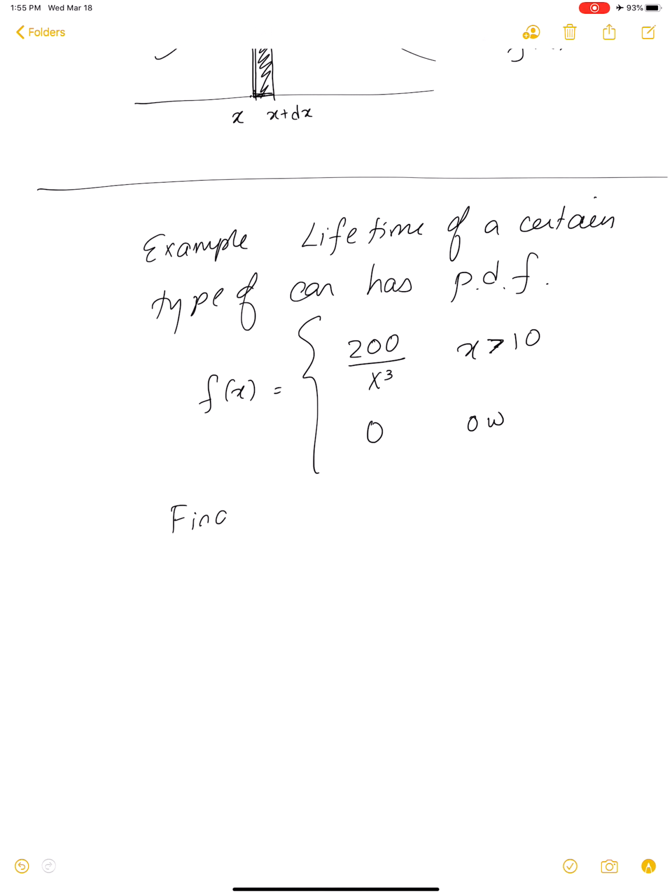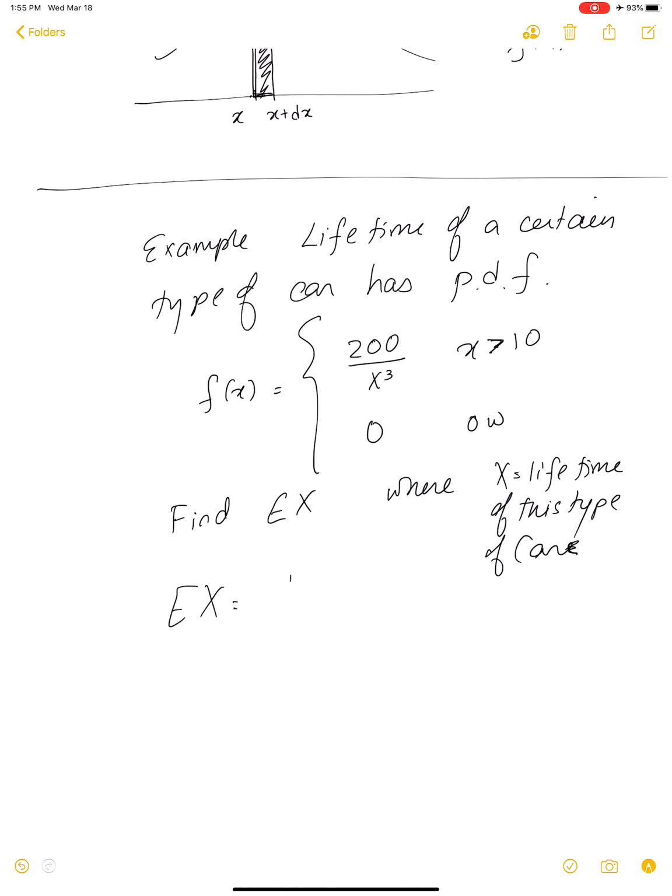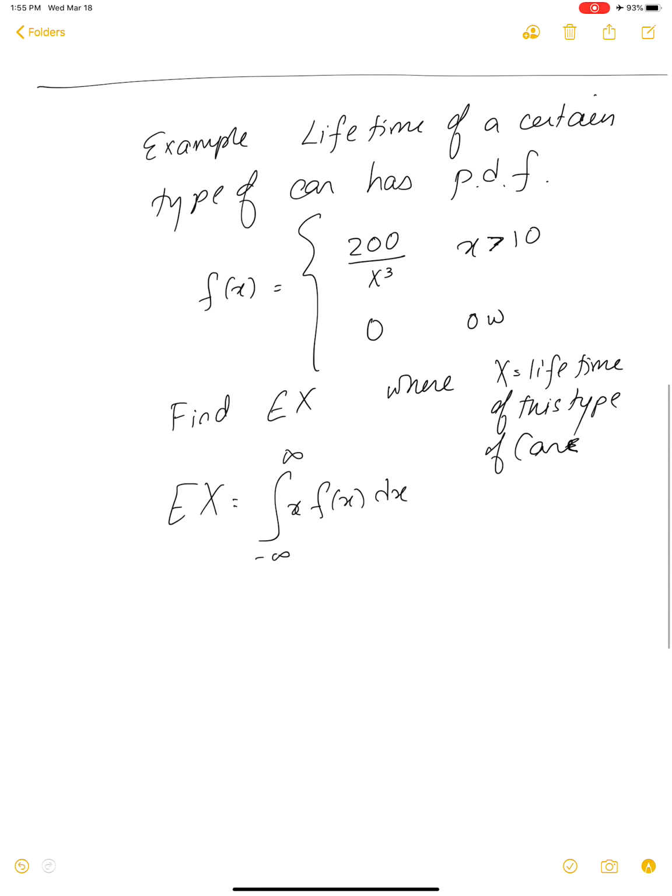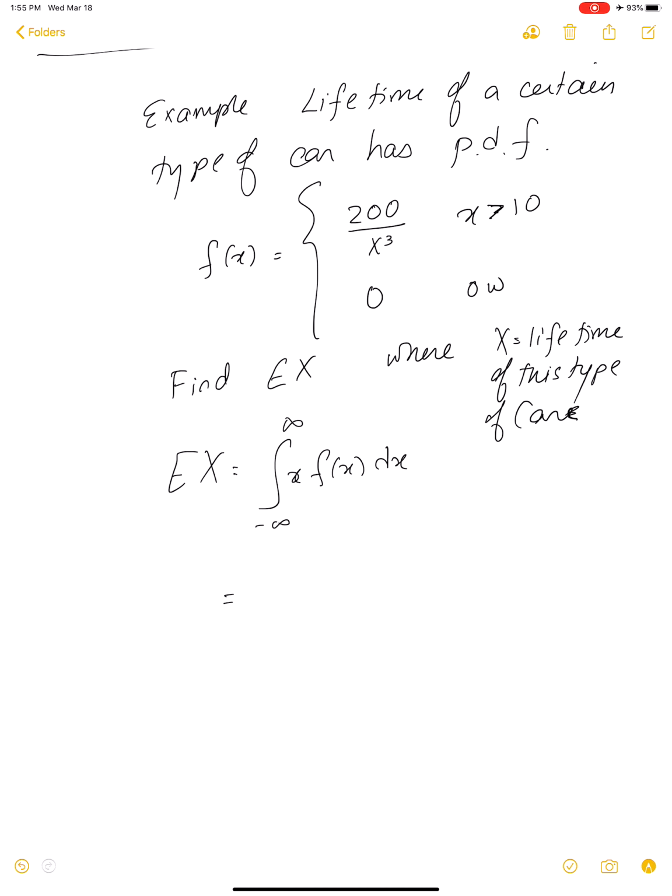So let's find the expected lifetime of this car. Okay, so what is the expectation of x? This is the integral from minus infinity to infinity of x times f of x dx. Okay, so in this situation, what will it be? It'll be the integral from 10 to infinity, because f of x is 0 to the left of 10, of x times 200 over x cubed dx.